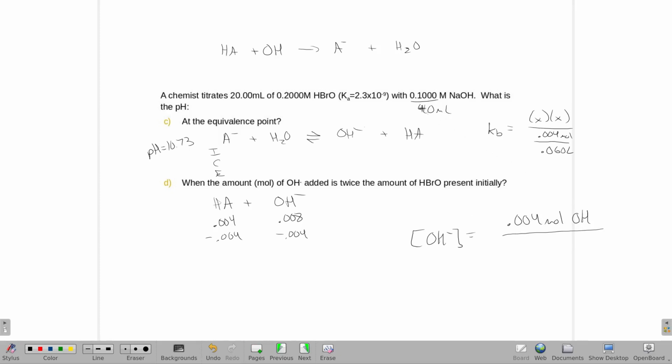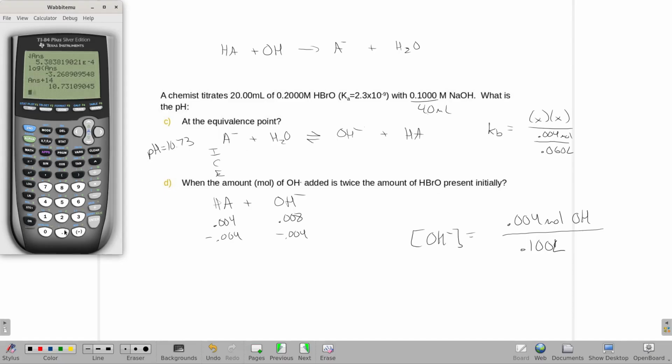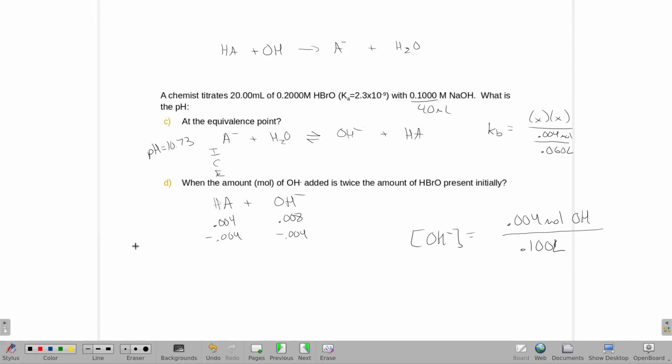Well, that would be when this is double what it currently is. So it needs to be 80, and then plus those extra 20. This is 100 milliliters. 0.004 divided by 0.1. That's my OH concentration. This would be a pOH, and that would be the pH, 12.60.